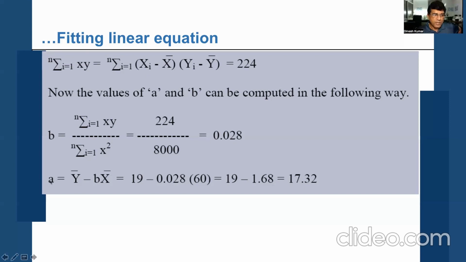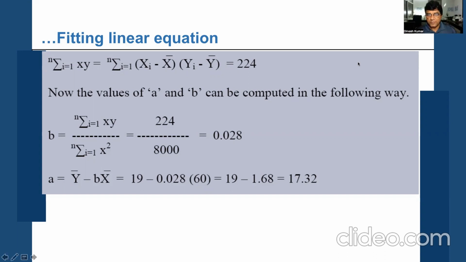Now you can calculate the value of a, y bar minus b x bar. This is the relationship you need to remember. In your examination, I will give you one such problem that you will solve, so you remember the formula to calculate b and a and also the correlation coefficient. Those will be... Hello, sir.